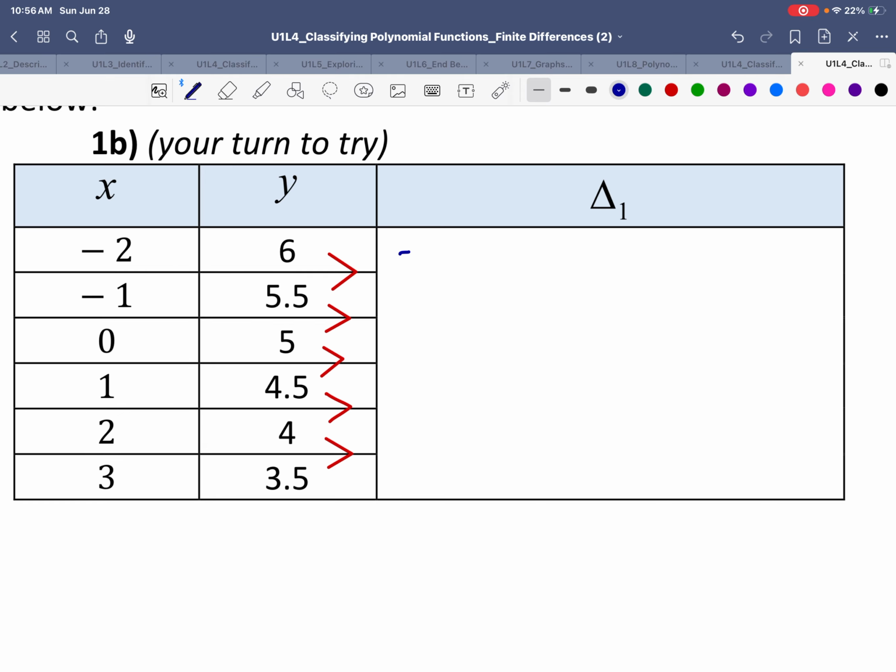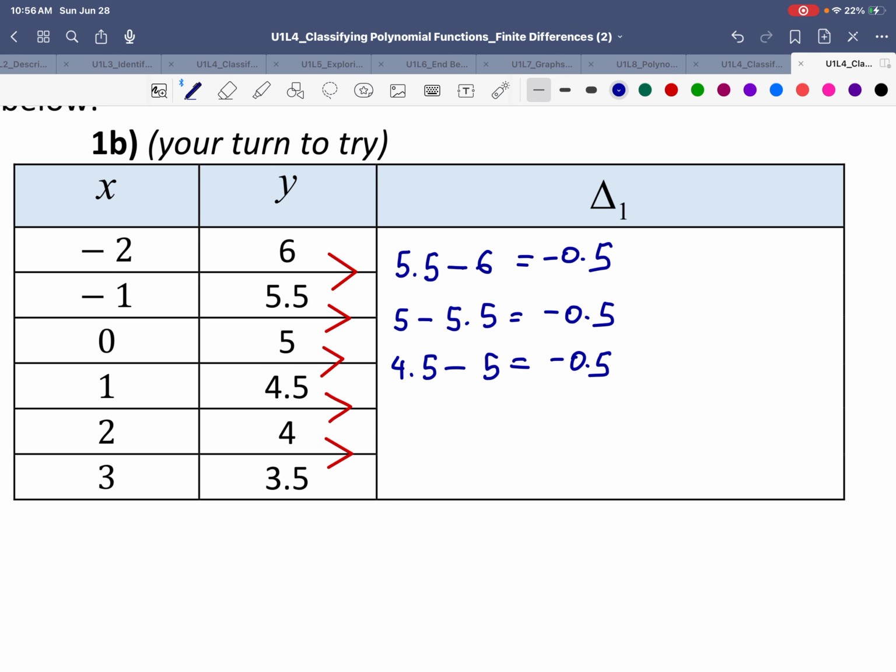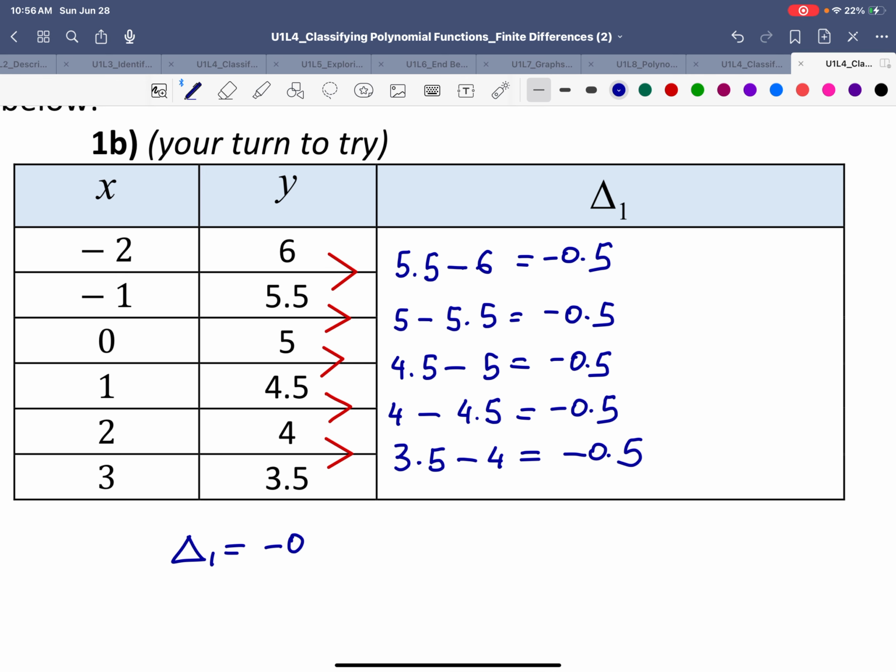So we're going to start off with the differences. 5.5 subtract 6, that's negative 0.5. We have 5 minus 5.5, that's another negative 0.5. We have 4.5 subtract 5, that's another negative 0.5. 4 minus 4.5, so you can see that the pattern is consistent and we are getting the same constant difference of negative 0.5, which means that this relation is linear. And delta 1 is going to be negative 0.5. It's constant, which will make the relation linear or first degree.